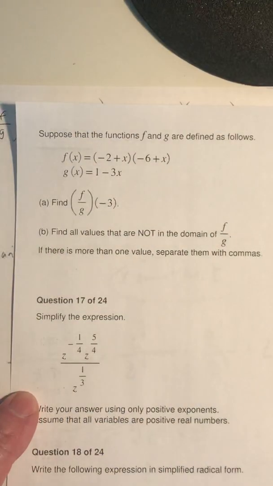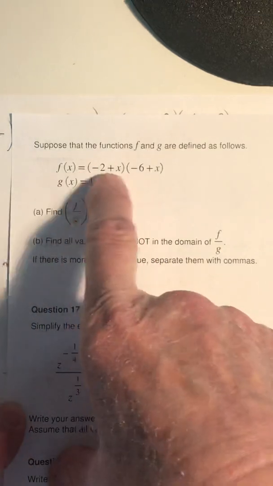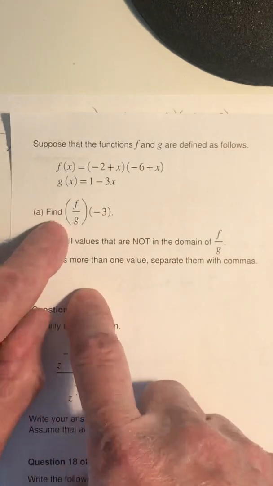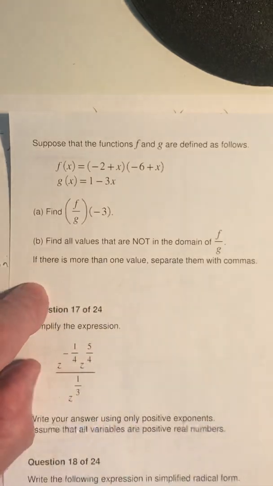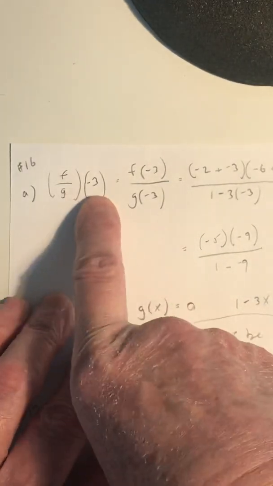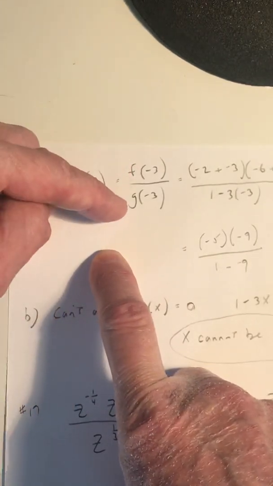Okay, we're on page 4 now, and we're looking at question 16. We're given these two functions, f and g, defined as those. Part A says find f divided by g of negative 3. So I wrote this out over here. F divided by g of negative 3 means find f of negative 3 and divide it by g of negative 3.